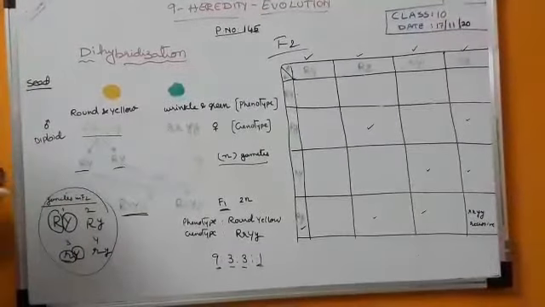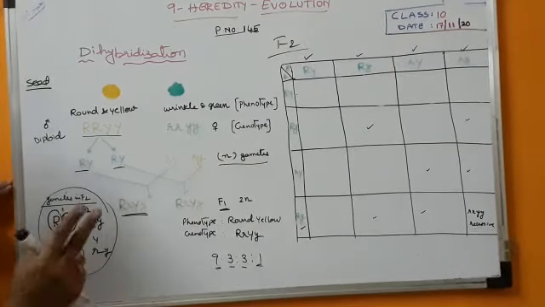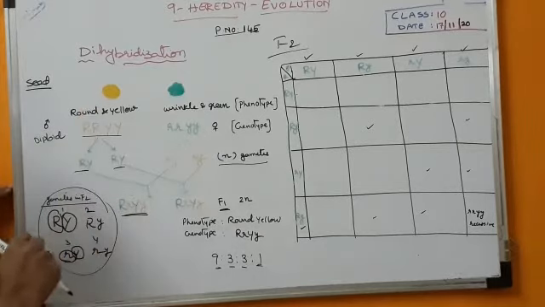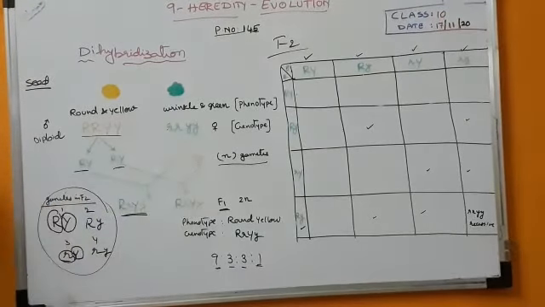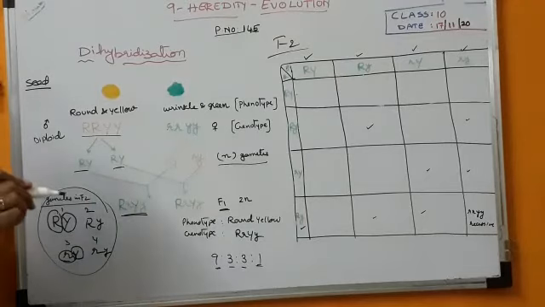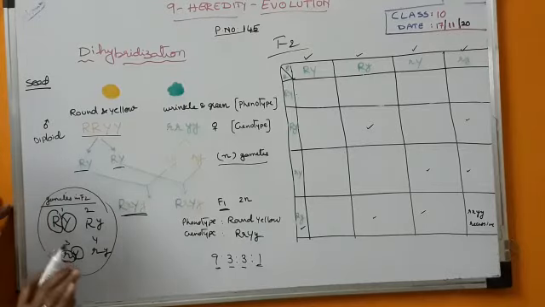So what are the 2 laws here? The law of segregation and the law of independent assortment. So both take place in dihybridization. We cannot explain these 2 laws in monohybridization. Only in dihybridization can we explain them, because 2 factors will be there, that's why 2 contrasting traits will be there. We cannot explain in monohybridization.